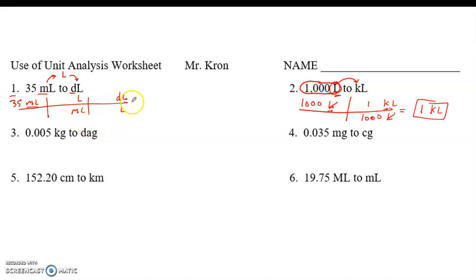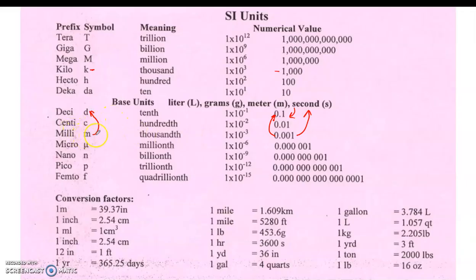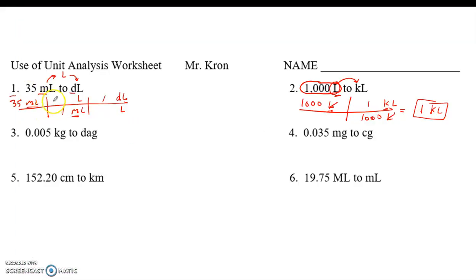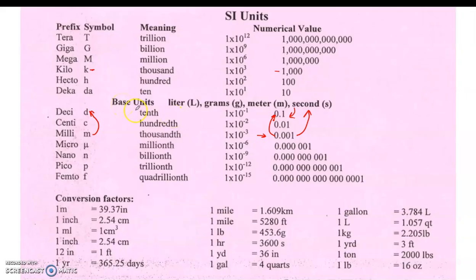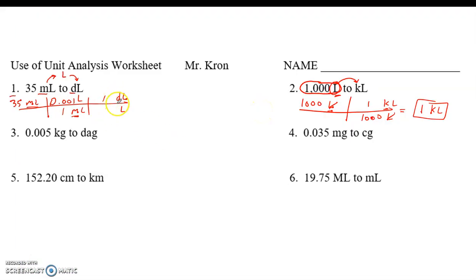Then I start putting in the numbers. The prefixes get the 1s. Milli, deci, those are my prefixes, so they automatically get a 1. Then I look up milli on the pink sheet. Milli equals 0.001. So that's what goes with the base. So this prefix tells me what goes up here, 0.001. Deci, if we go here, deci equals 0.1. So the deci tells me what goes down here, which is 0.1.